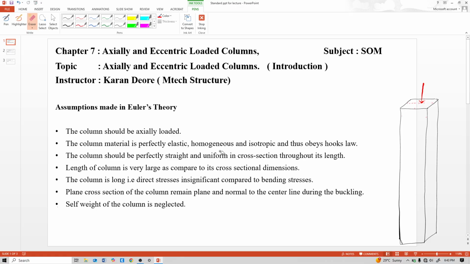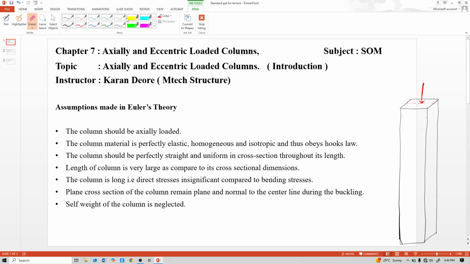Now, the column material is perfectly elastic and homogeneous. Homogeneous means properties are the same at every point. Properties like modulus of elasticity and Poisson's ratio are the same at every point, like here, etc. At every point it should be the same. That is the meaning of the word homogeneous.